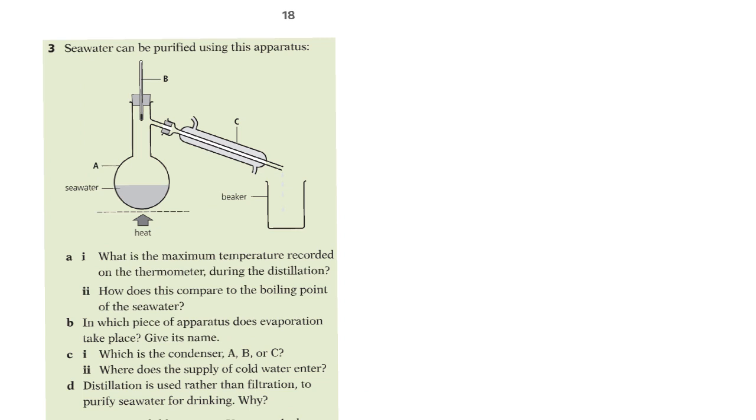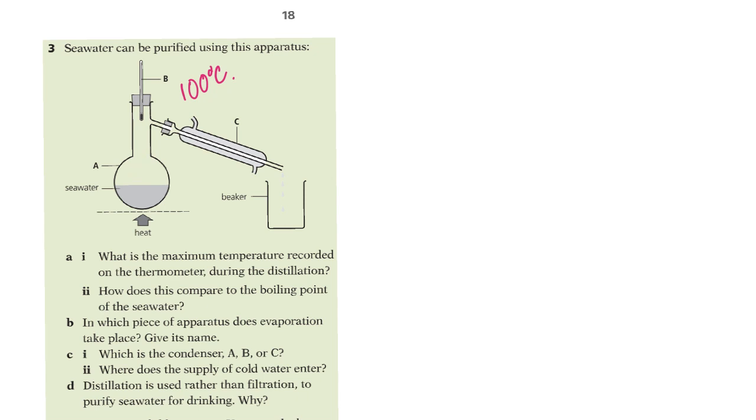Question number 3, page 18. Seawater can be purified using this apparatus, a distillation setup. What is the maximum temperature recorded on the thermometer during this distillation? I'm going to say it's going to be very close to 100 degrees Celsius, because water is evaporating, boiling. The maximum it can go up to is 100 degrees, at which point it'll boil and not just evaporate. Now, why do I say 100 degrees?